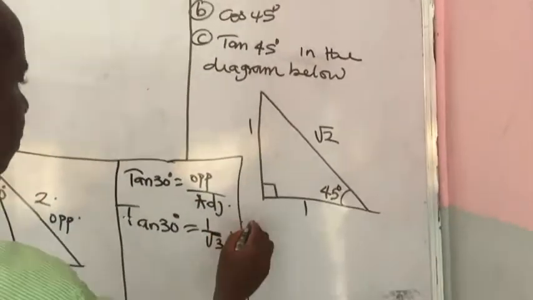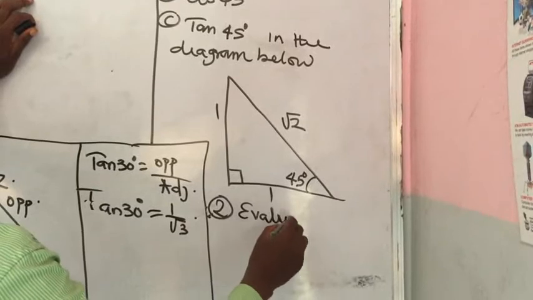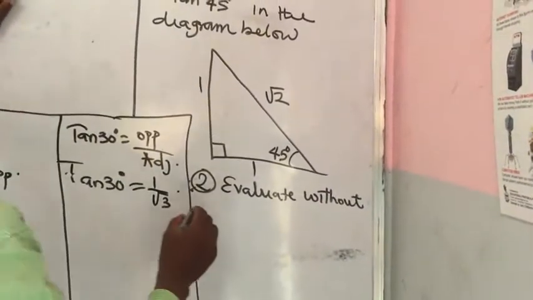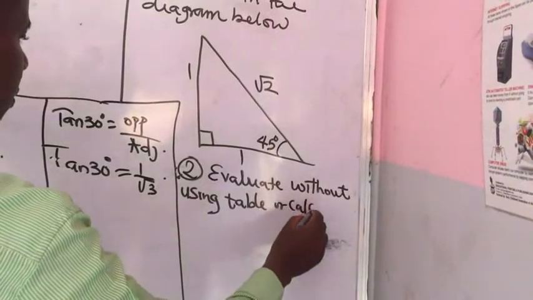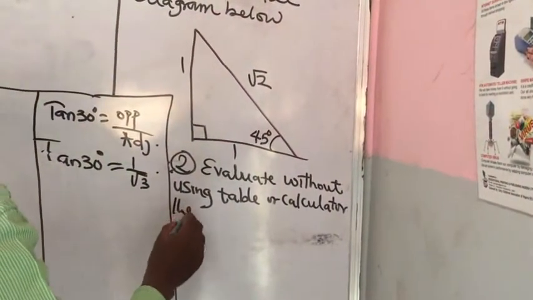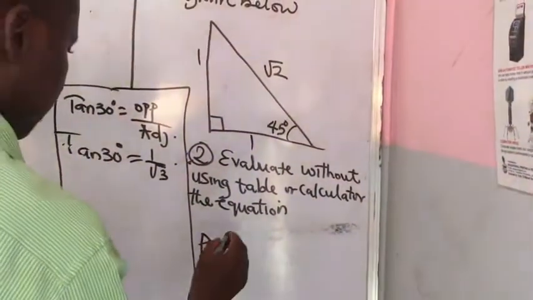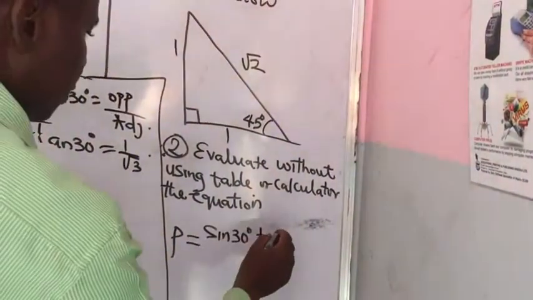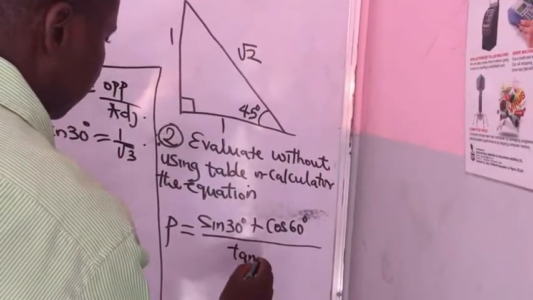Number 2. Evaluate, without using table or calculator, the equation P is equal to sin 30 degrees plus cos 60 degrees, all over tan 60.